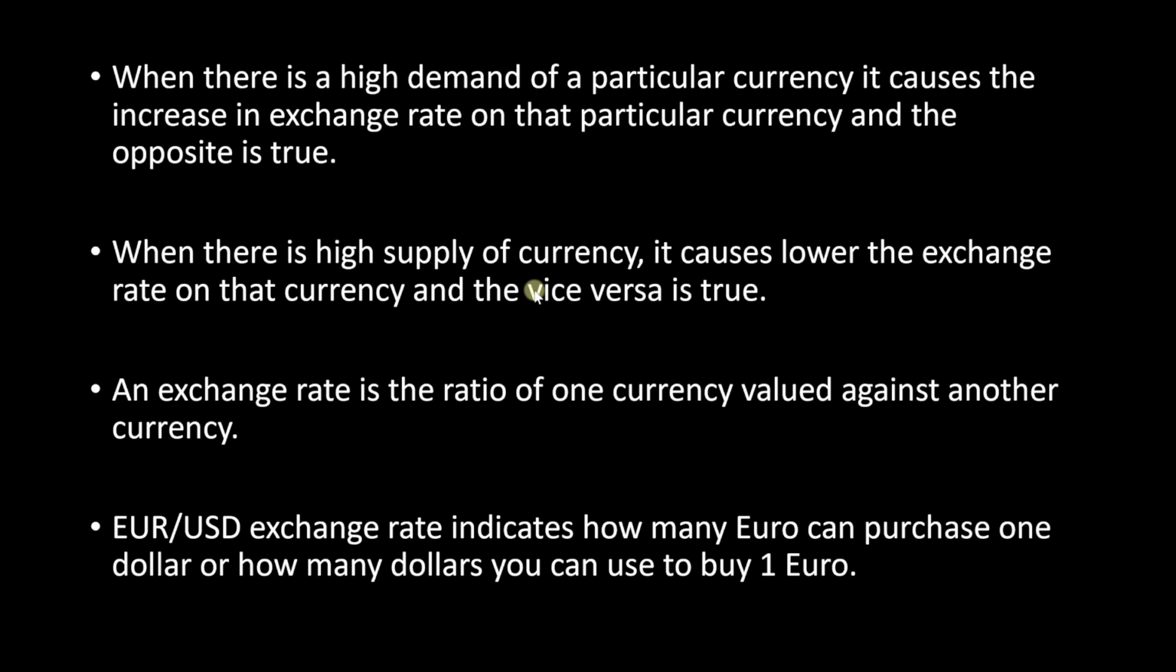So an exchange rate is the ratio of one currency valued against another currency. EUR/USD is an exchange rate showing how many euros can purchase $1, or how many dollars you can use to buy 1 euro.